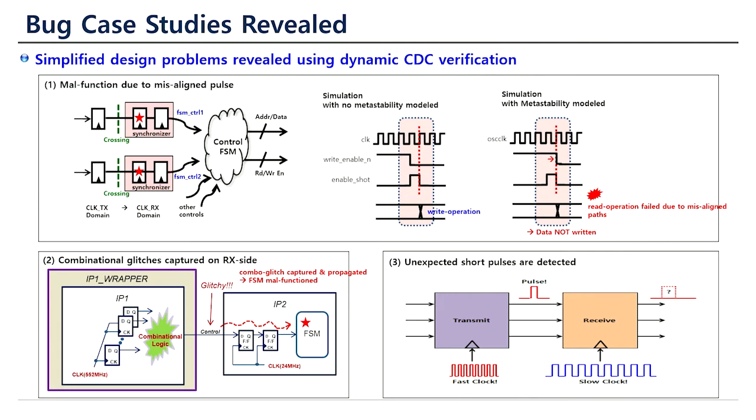The second one is a little silly. There was a combinational glitch at the synchronizer input. It was captured accidentally with this combo glitch problem.